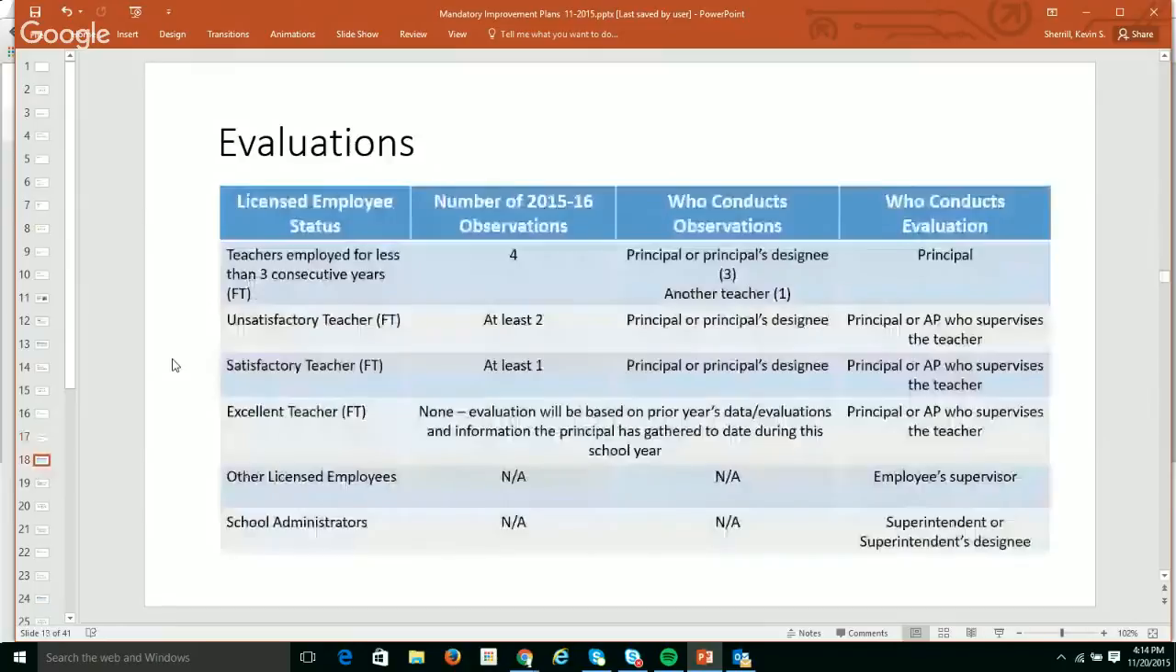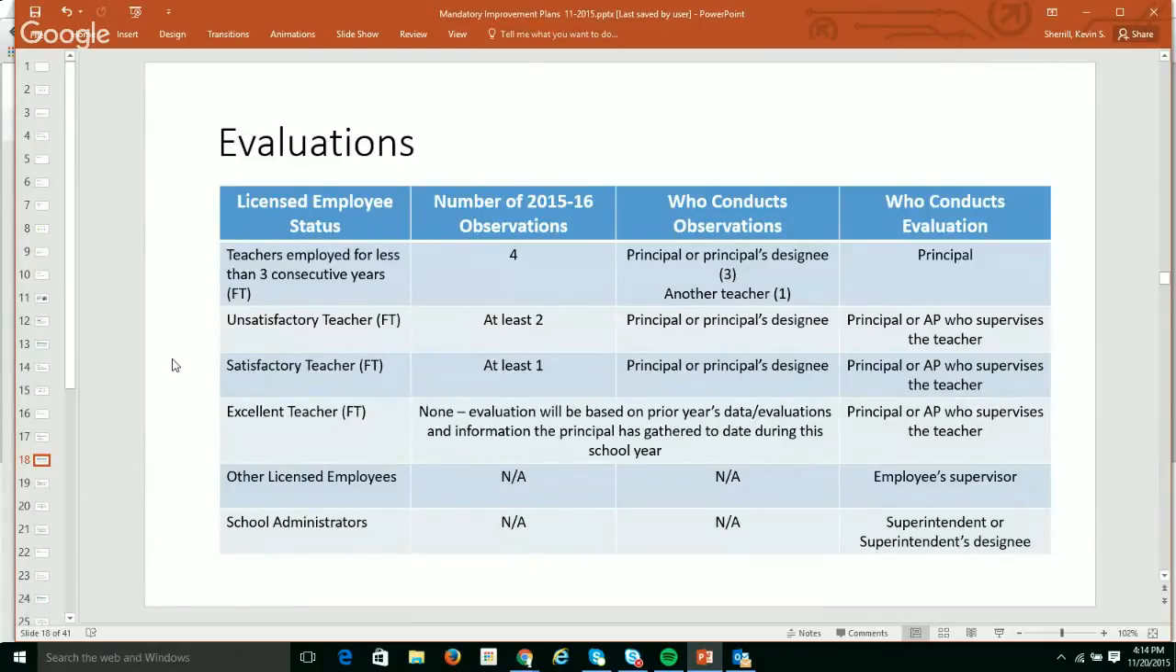And then here's your evaluation chart. So much like the observation chart, we've put the different licensed employee statuses down the left-hand column. I repeated the observation information on here so that you have all of it in one chart. You see your number of observations in the second column for this school year. I've plugged in who conducts those observations. And now we have in the last column, who's conducting the evaluation.